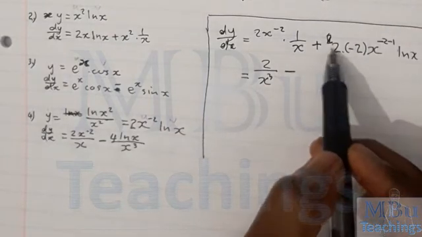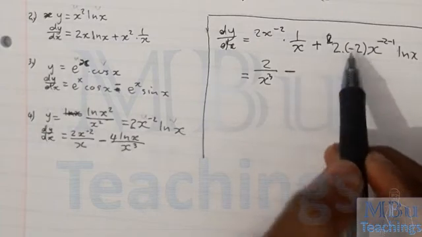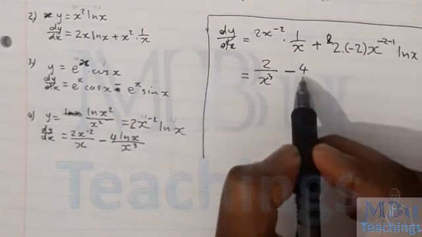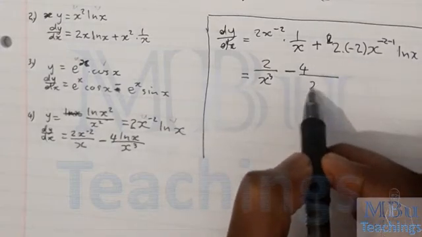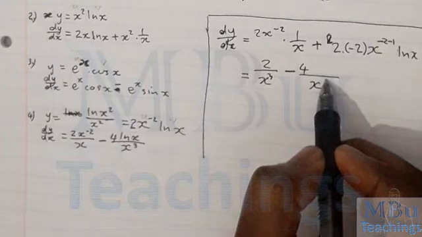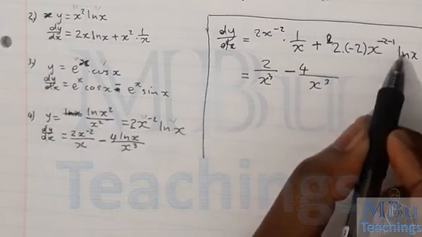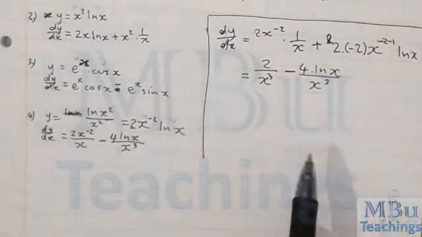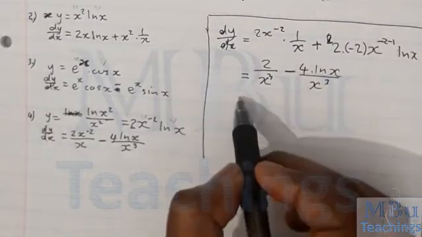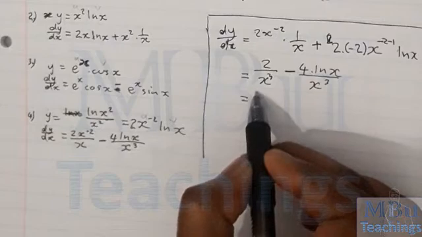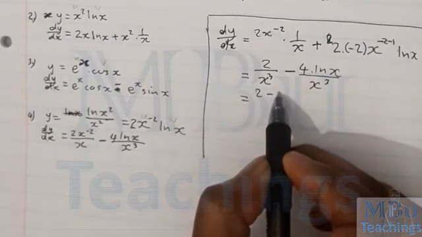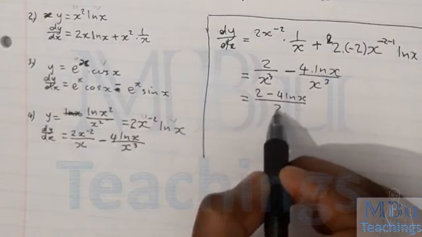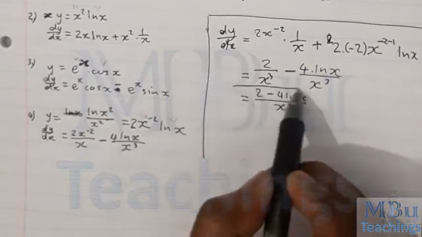Okay, but let me start here. This is negative. 2 times 2 is 4. Then this will come underneath the line, minus 3, so we'll have 3 underneath the line. Then we're left with ln x. So this will be the answer. If you want, you can just say 2 minus 4 ln x divided by x cubed.